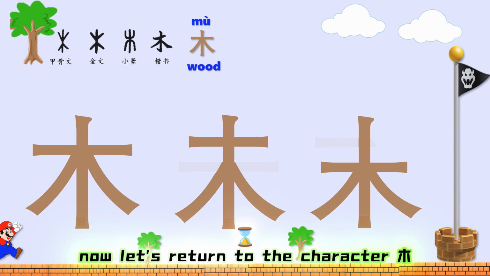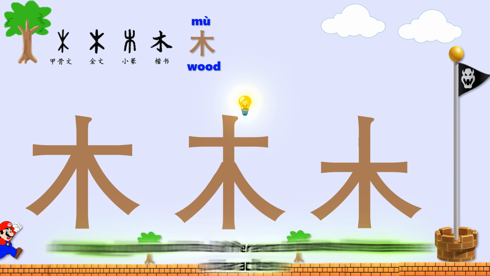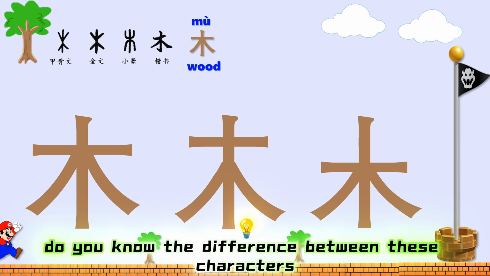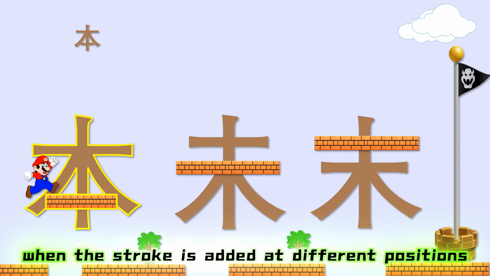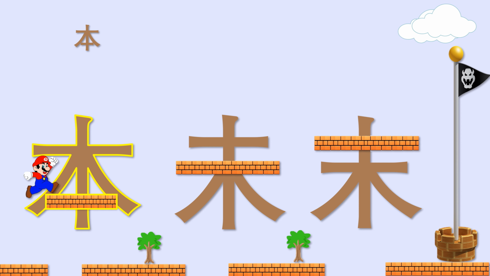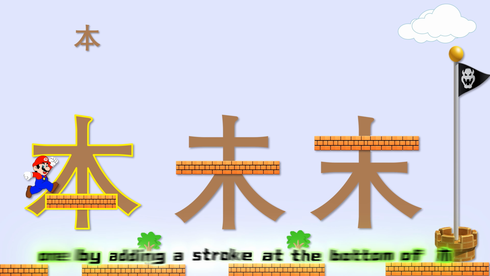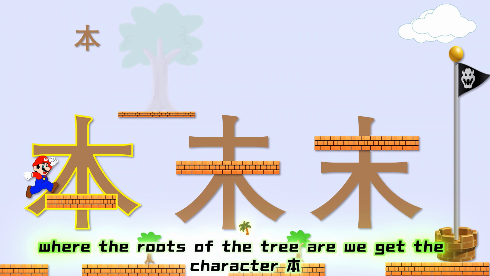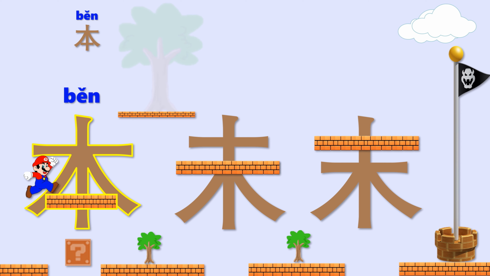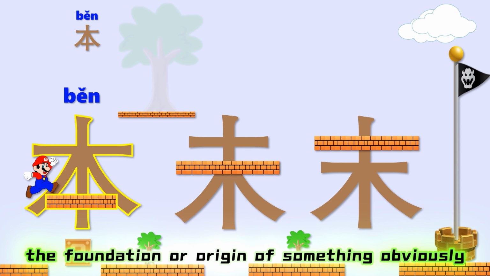Now let's return to the character mu. Do you know the difference between these characters when the stroke is added at different positions? Take a look at this one. By adding a stroke at the bottom of a mu, where the roots of the tree are, we get the character Feng. This character signifies the foundation or origin of something.